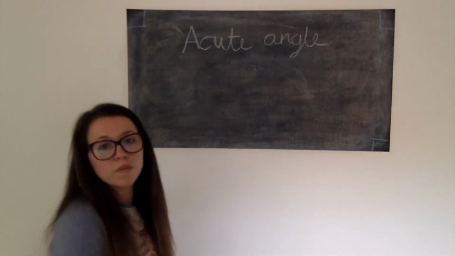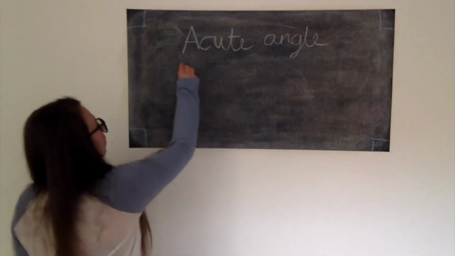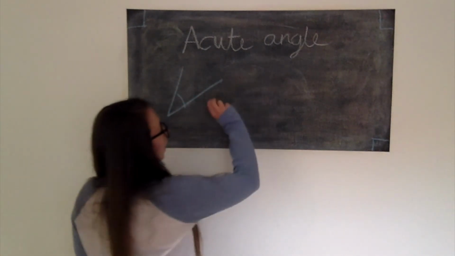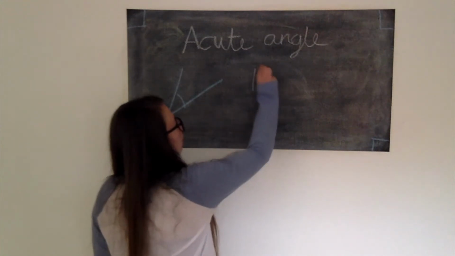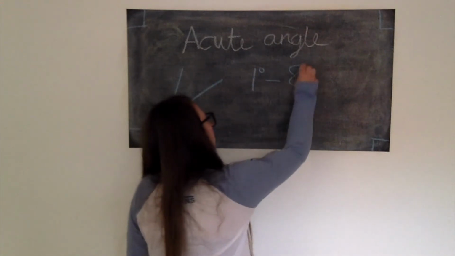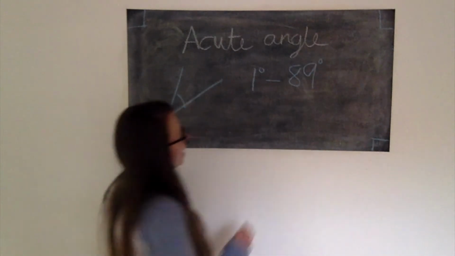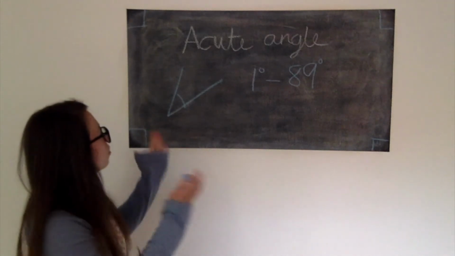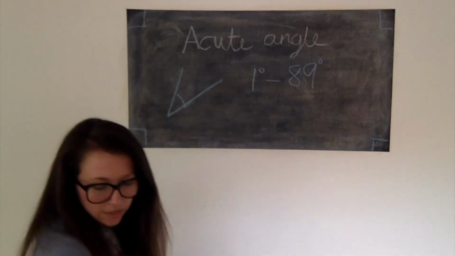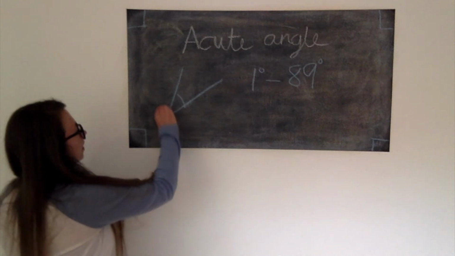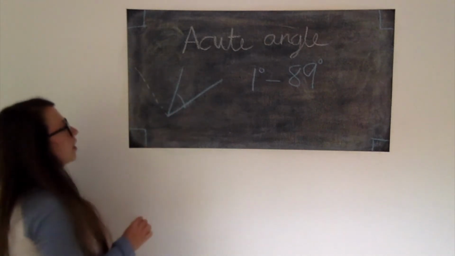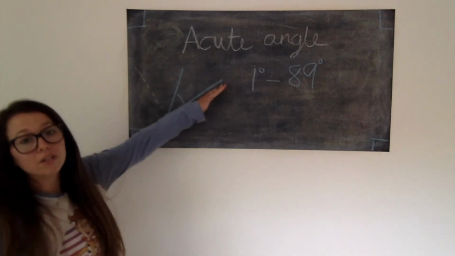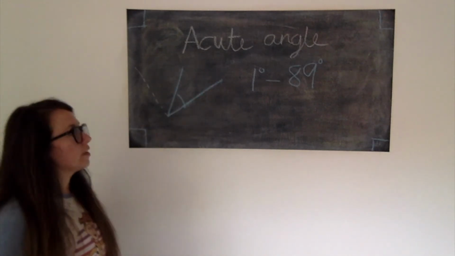So in maths terms, an acute angle is one that's smaller than 90 degrees. So it's between 1 degree and 89 degrees. Any angle that's between that range is an acute angle. It is smaller than 90 degrees. So if we see this angle that I've just drawn, this would be 90 degrees where the dotted line is, and we can see that anywhere between this line and this line is an acute angle, smaller than 90 degrees.